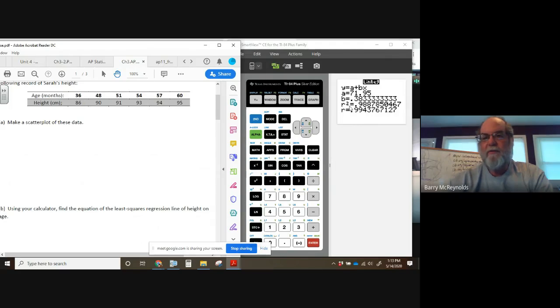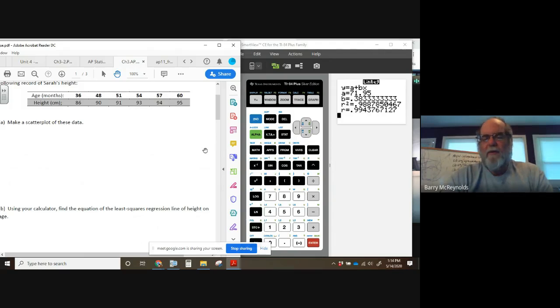Now, yesterday we closed the class talking about R squared, and R squared talks about the percent of variation that's described by this regression of height on age. And you can see that 98.9%, so practically 99% of the variation that's seen in the data is described by this regression.